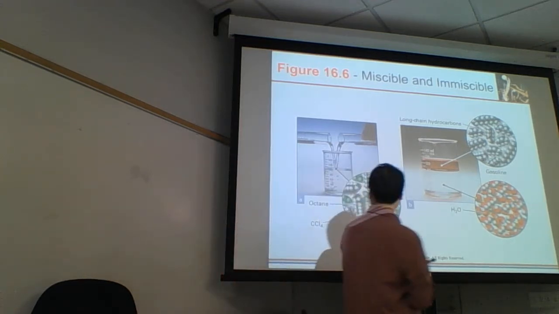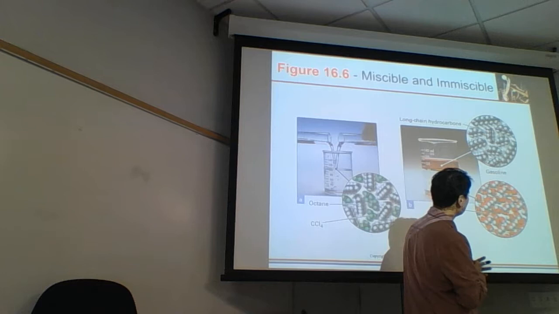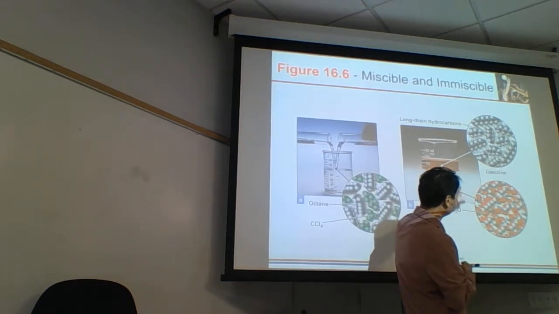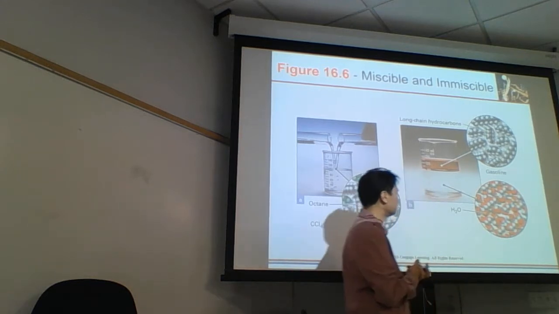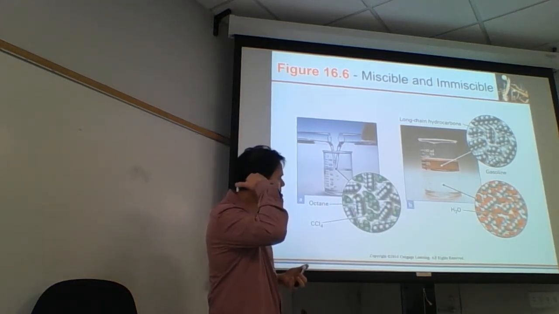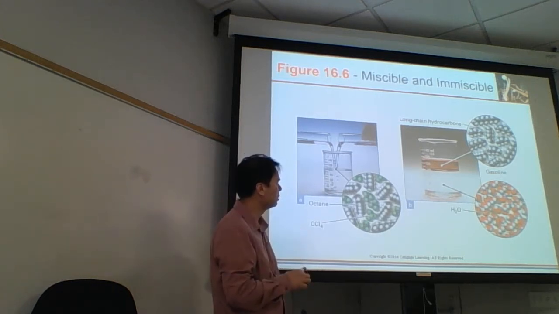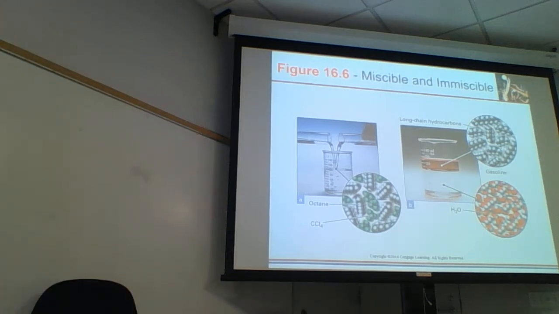However, octane and water don't mix. Octane is non-polar, water is quite polar. Methanol and water would mix, however, because methanol can hydrogen bond with water. So methanol is very water-like. Methanol is miscible, and ethanol is miscible in water. And so here's miscible and immiscible. They mix, they don't mix.